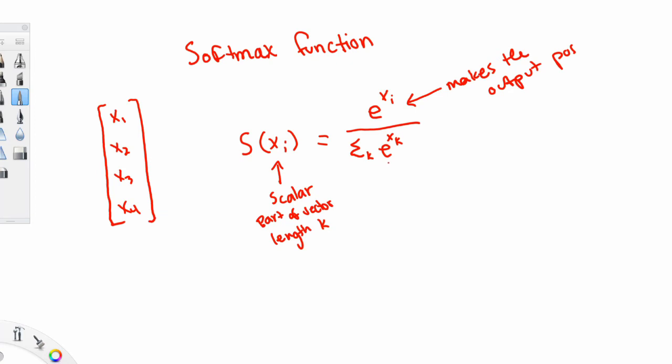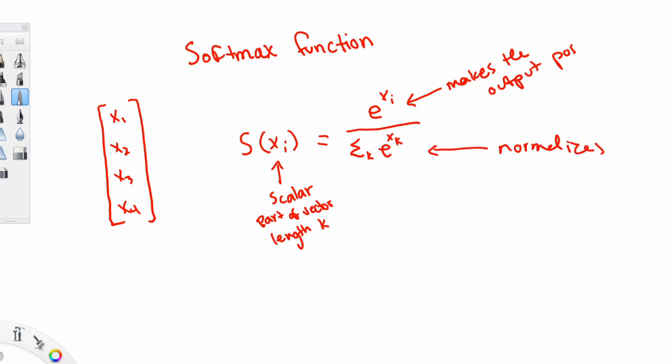Basically, this is the sum of Euler's number raised to each of our x values in our array, our vector over here. So the top, we take our individual x value, raise e to that. The bottom, we take the first one, raise e to that, then add it to e raised to the second one, then add it to e raised to the third one, and add it to e raised to the fourth one. And this really normalizes the outputs.